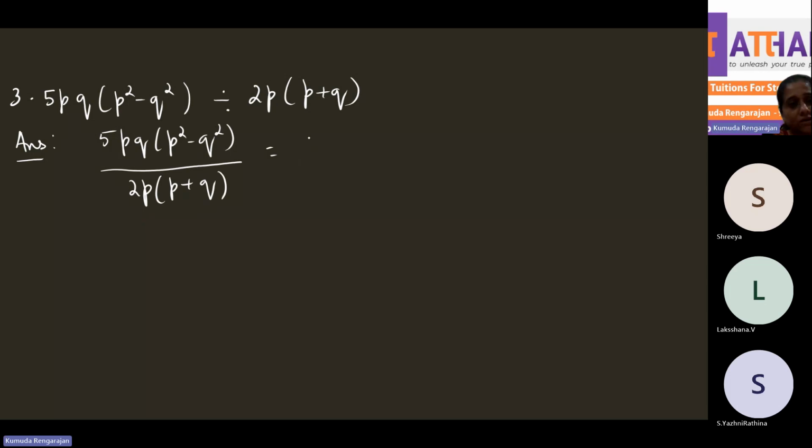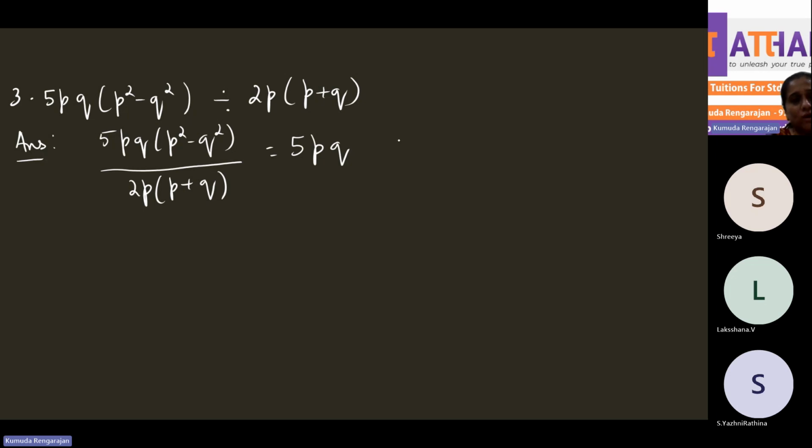So here in the numerator, we don't have any quadratic expression like what we had earlier. 5pq cannot be factorized. 5pq is 5 into p into q. It's already very simple. It cannot be factorized any further.